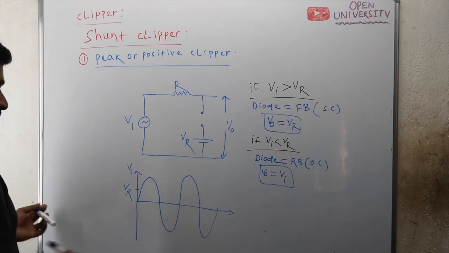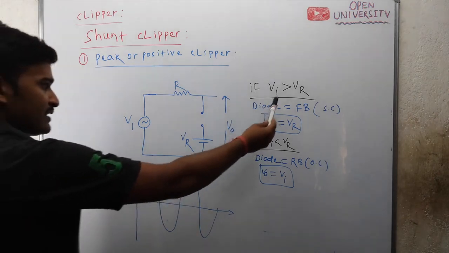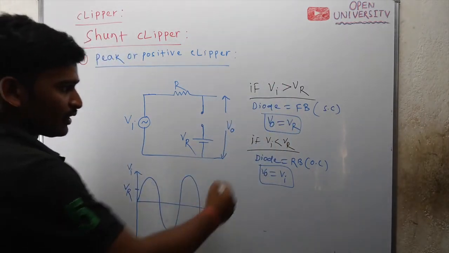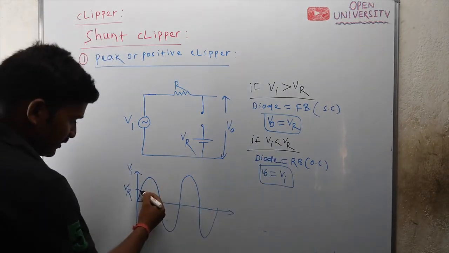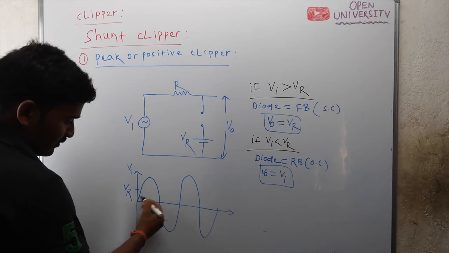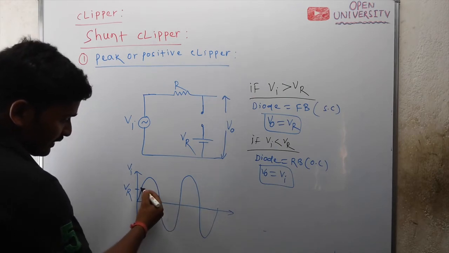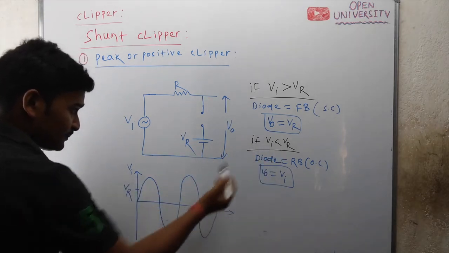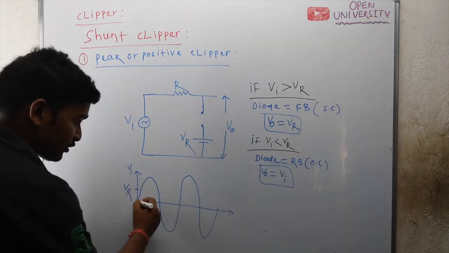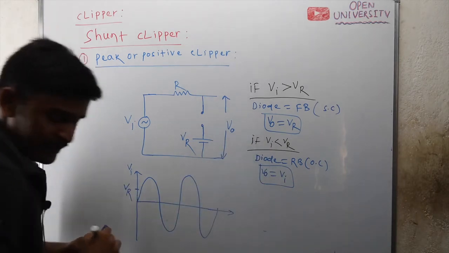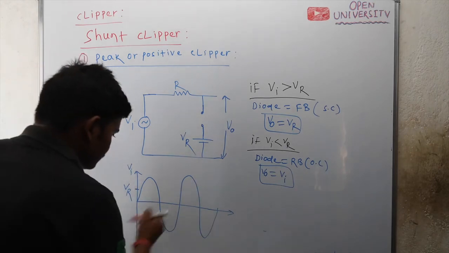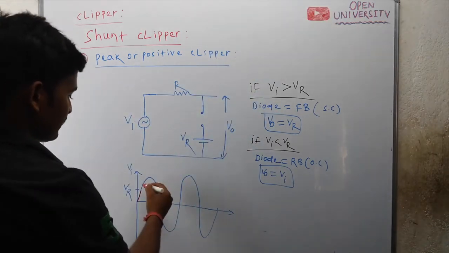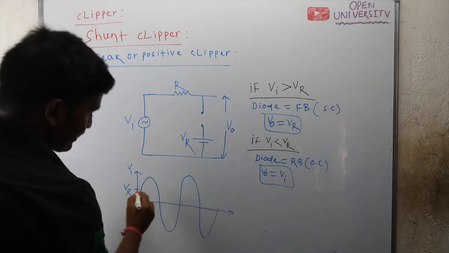If VR is positive like this, when the input voltage exceeds VR, V0 equals VR, and when the input voltage is less than VR, in this interval the input voltage is less than VR, here also it is less than VR, and in this interval it is greater than VR. When input voltage is less than VR, V0 equals Vi. And when input voltage is greater than VR, in this period V0 equals VR.